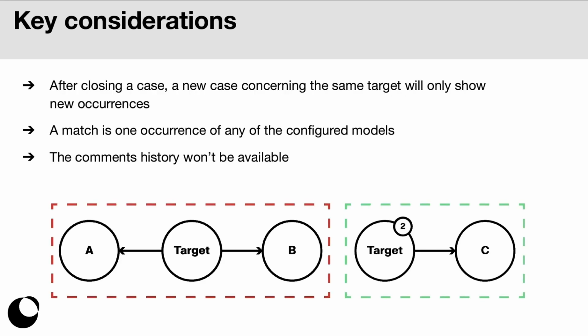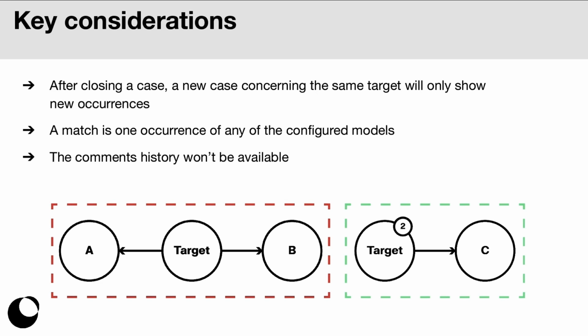Now let's talk about closing a case and what happens if new patterns match again. After closing a case, if a new case concerning the same target appears, so let's say you have a target, we have two nodes related to that target. That created a case, and an investigator investigated that case and dismissed a fraud. Okay, let's say a new node C matched again one of the models that were already used because the database was updated and new information was added.